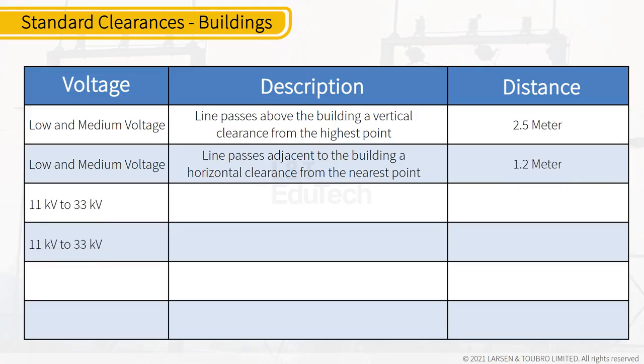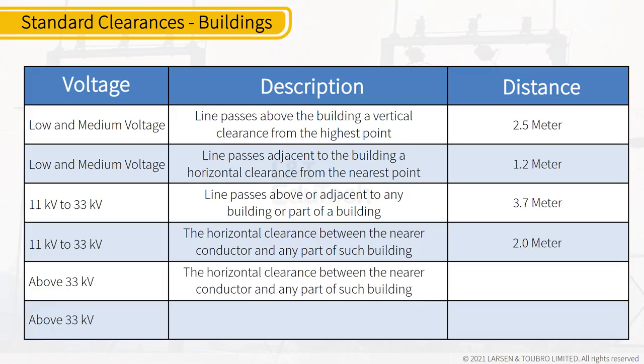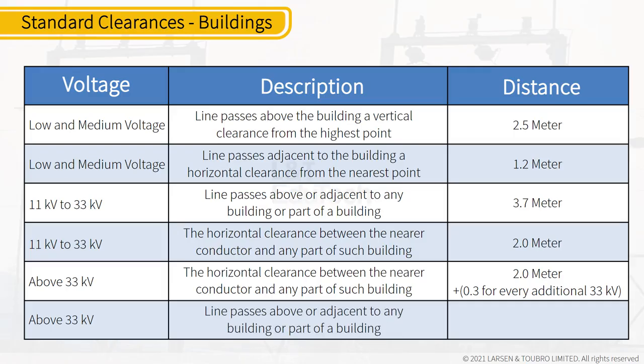Next, for 11 kV to 33 kV, when the line passes above or adjacent to any building or part of a building, the clearance must be 3.7 meters, and the horizontal clearance between the nearer conductor and any part of such building must be 2 meters. And for above 33 kV, the horizontal clearance between the nearer conductor and any part of such building must be 2 meters plus 0.3 for every additional 33 kV, and when the line passes above or adjacent to any building or part of a building, it must be 3.7 meters plus 0.3 for every additional 33 kV.